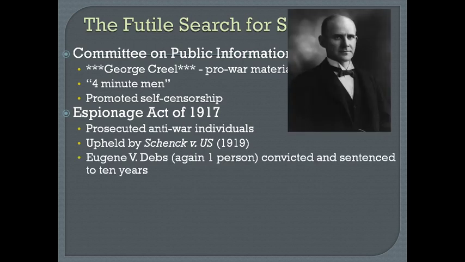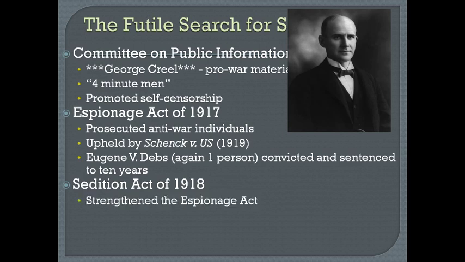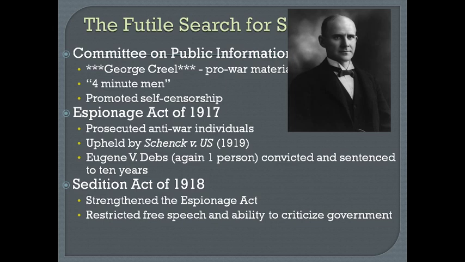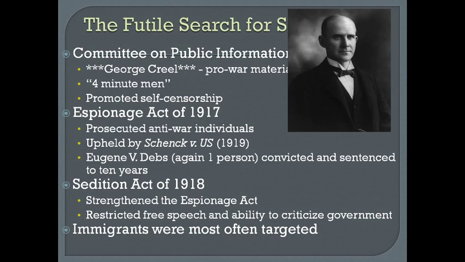in 1919. Then we have Eugene V. Debs, who is convicted and sentenced to 10 years under this Espionage Act. He's definitely the most famous person who was convicted under the act. Then we have a follow-up to the Espionage Act, which is the Sedition Act of 1918. And this strengthened the Espionage Act, and it expanded it, where it restricted free speech and the ability to criticize government. And immigrants were definitely targeted, especially German Americans, as you might be able to imagine.